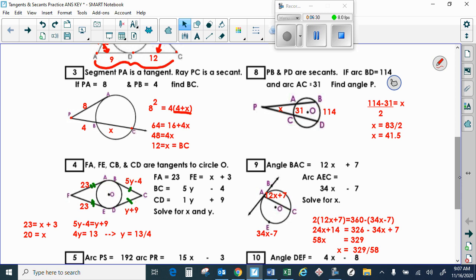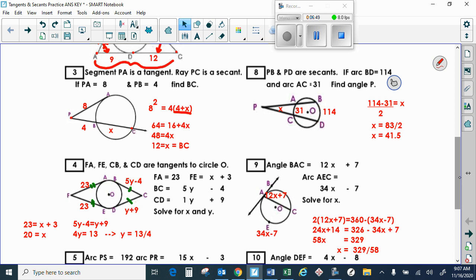So now I have 64. And I went ahead and distributed. You could have gone ahead and divided by 4 right away. And then 64 divided by 4 and got 16. Equaled 4 plus x, and then x equals 12 that way as well. So x is 12, and that's what we were looking for, BC.